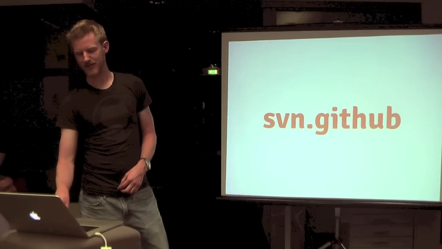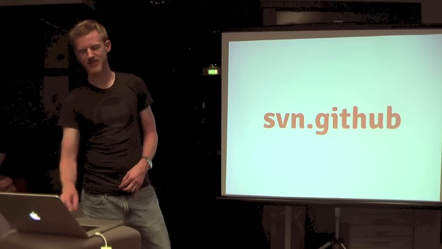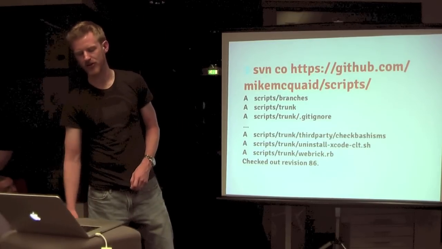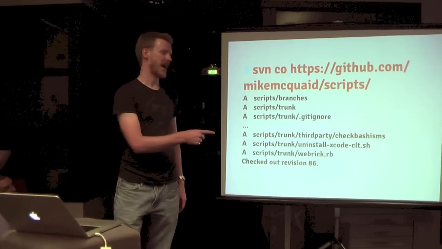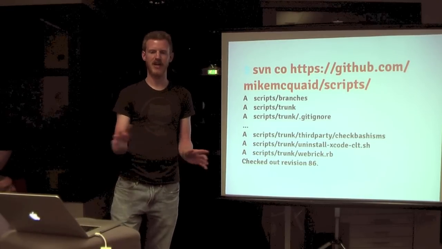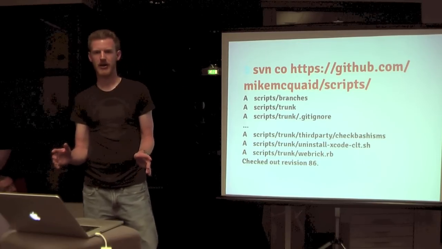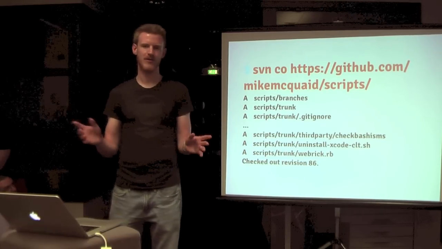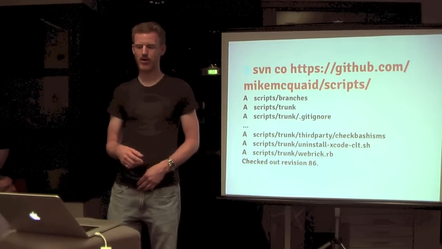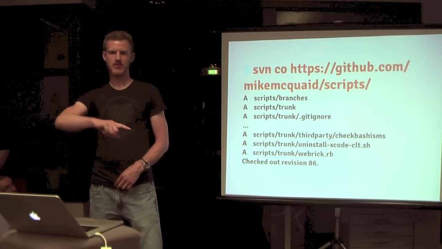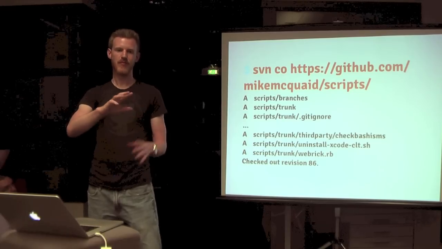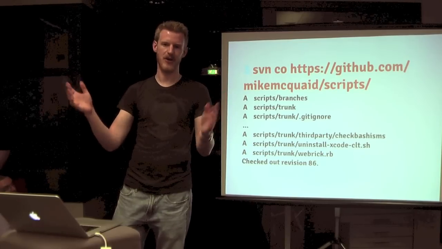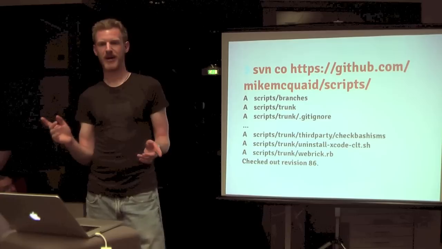Going towards the end, fear not. SVN.github, I don't actually know if it's this URL anymore, but not many people know this: every GitHub repository you can check out with Subversion and commit to it as well. They have their own proprietary internal Subversion Git bridge. So you can just do svn checkout, specify the same URL you use for Git but without .git appended, and there you go. You can use Subversion with Git.